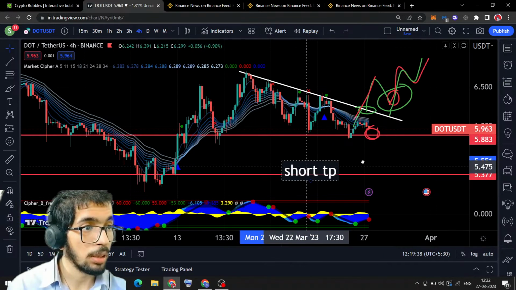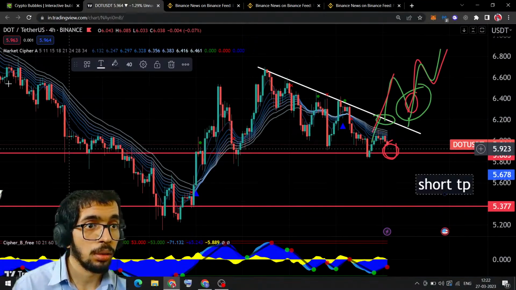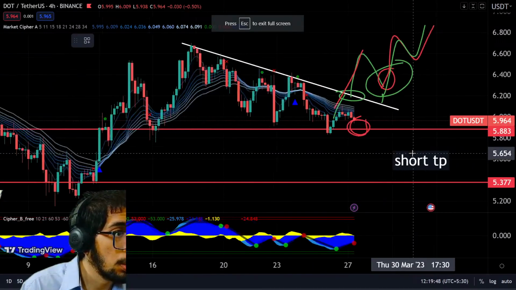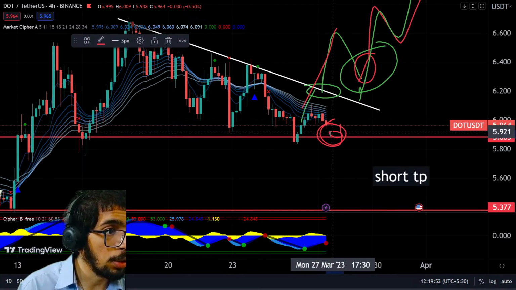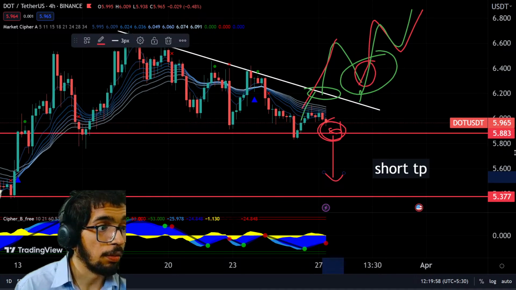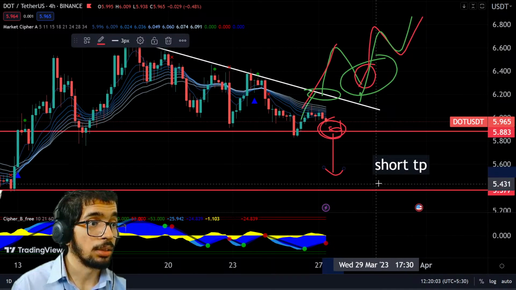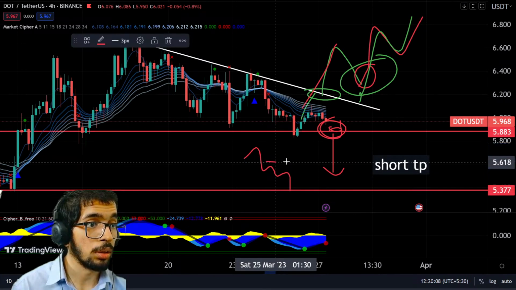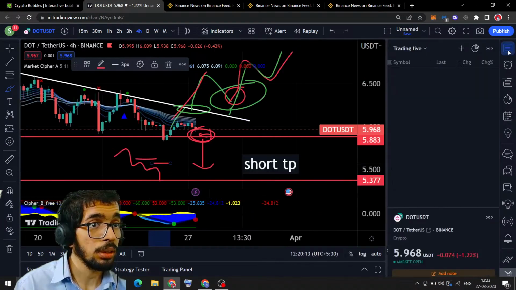The short TP is here. Once it breaks this key support, then it's more probably going to the $5 range, $5.377. Okay, so that's your short TP, and put a trailing stop loss. So you put your stop loss. That's for your DOT chart.